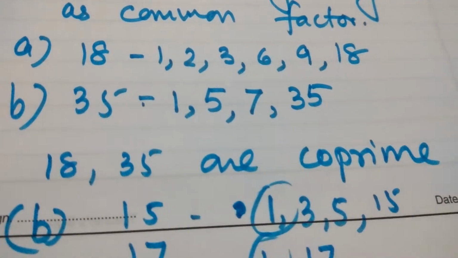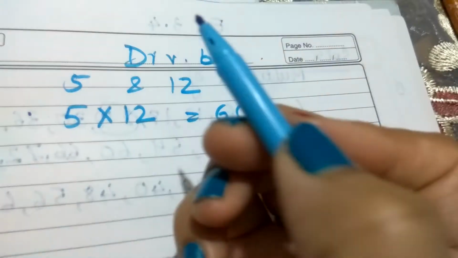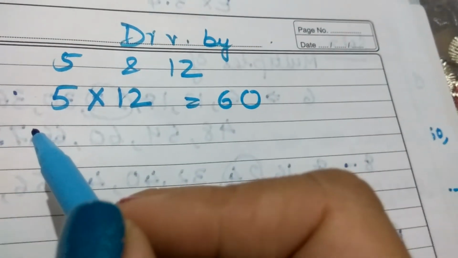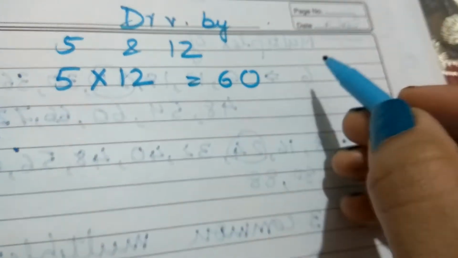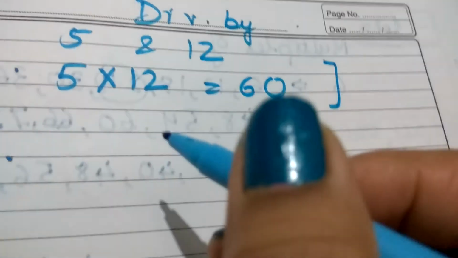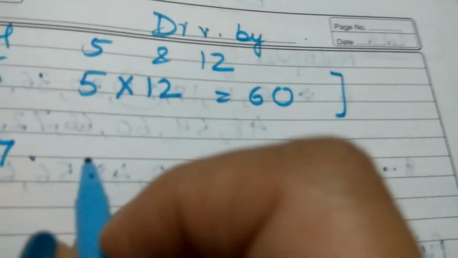Now there is question number 6, which says that a number is divisible by both 5 and 12. By which other number will this number always be divisible? This number will always be divisible by 5 into 12, that is equal to 60. So this is solution number 6. Similarly, question number 7 is solved with the help of the factor concept, while the previous one we found with the help of the multiple concept.